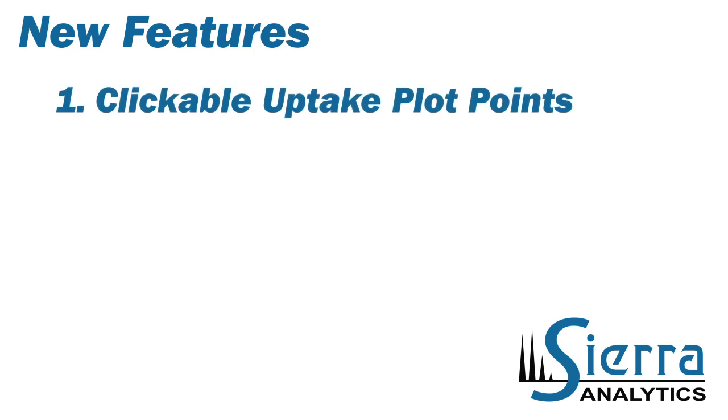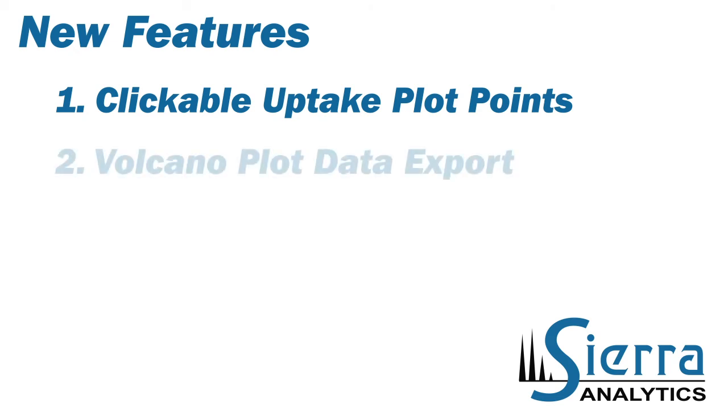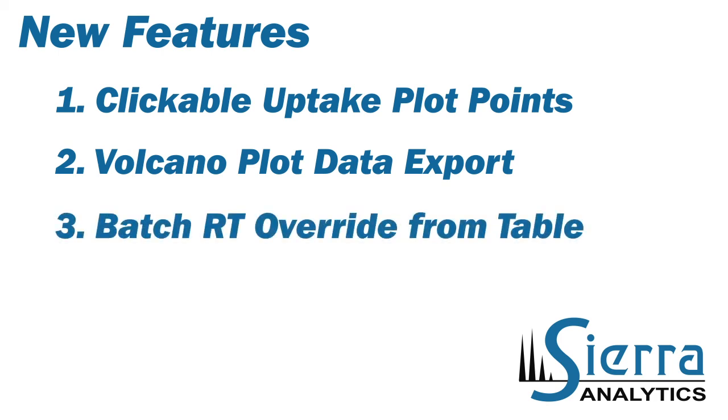So to recap the new features, first of all, you can click on a point in the uptake plot to view that result in the analysis view. You can export the Volcano Plot data in addition to just exporting the Volcano Plot image. You can override retention times from a spreadsheet file that you provide yourself. And finally, you can look at a Woods plot for your data. There's also various bug fixes and performance improvements, especially there are performance improvements related to Waters ion mobility data.